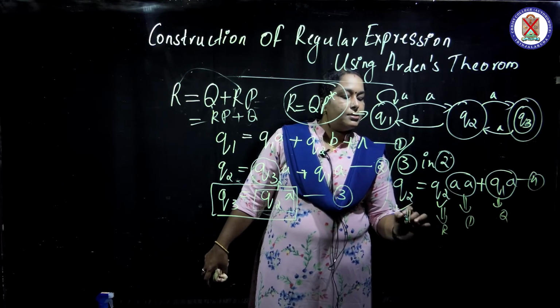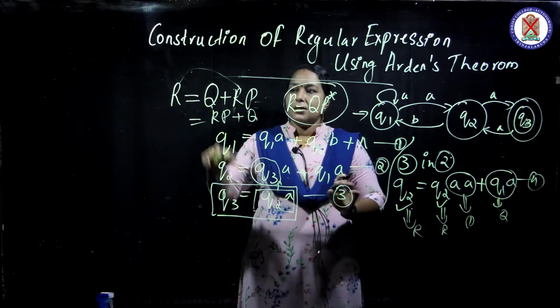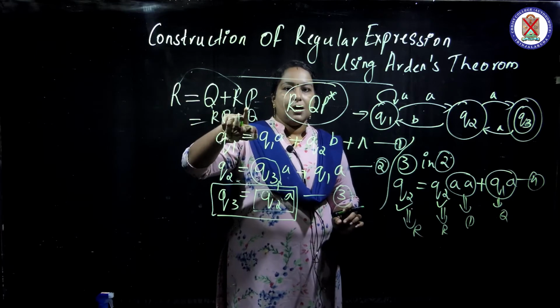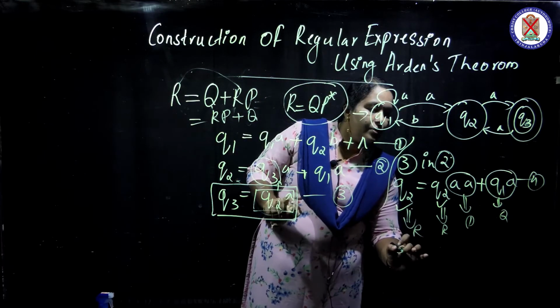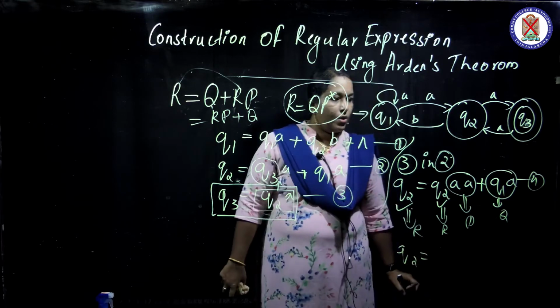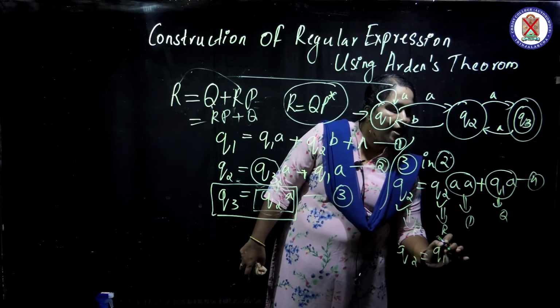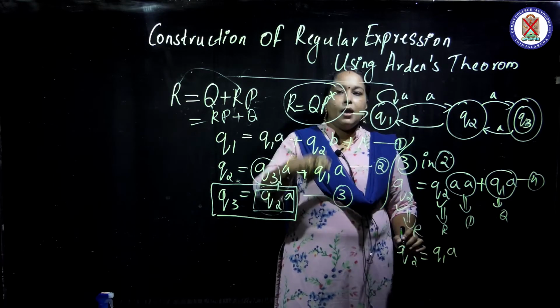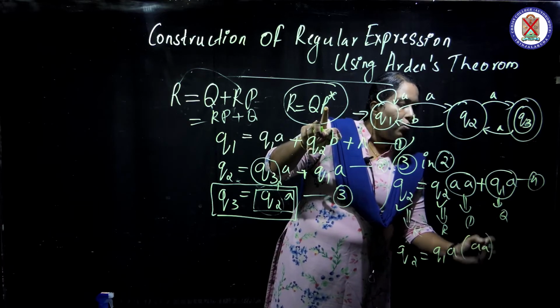R, and this is also R. Okay, so how will you write? R is equal to Q plus RP, then R is equal to QP star. So how can you write it? Q2 is equal to QP star, so Q1A P star. P star means this is (PA) whole star.